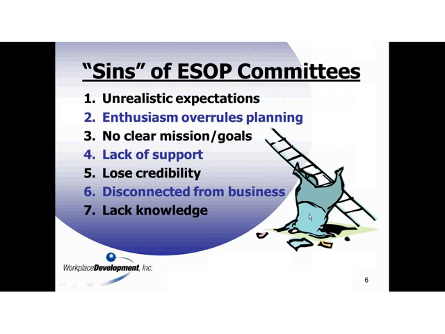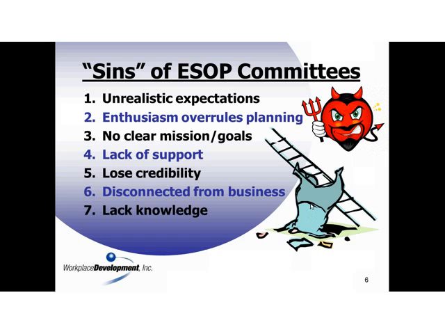I wanted to say that before we got into the things that committees can do wrong: mistakes, or we'll say sins of omission and commission, things that you do and things that you don't do that can really lead to disaster and bring the demise of the committee. So these are the 7 I'm going to go through: unrealistic expectations, enthusiasm overruling planning, no clear goals, lack of support, losing credibility, disconnected from the business, and lack of knowledge. I'm sure there are more, but we decided we'd go with 7.